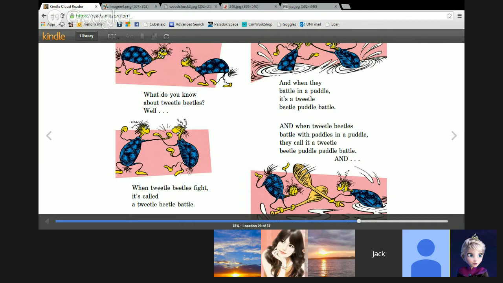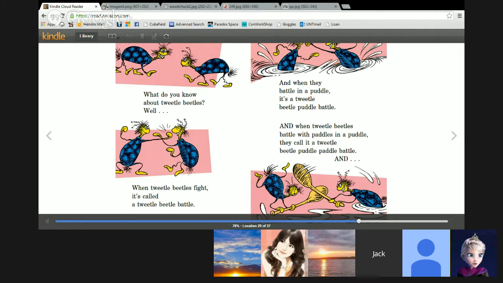What do you know about Tweedlebeetles? Well, when Tweedlebeetles fight, it's called a Tweedlebeetle battle. Make sure that the T at the start of Tweedle is more pronounced. When you say it, it sounds a bit like Tweedle. You want to make sure it's Tweedle. Yeah, Tweedle. Otherwise, that was pretty good. So I'm going to have you try and say now just the first paragraph on the right side.